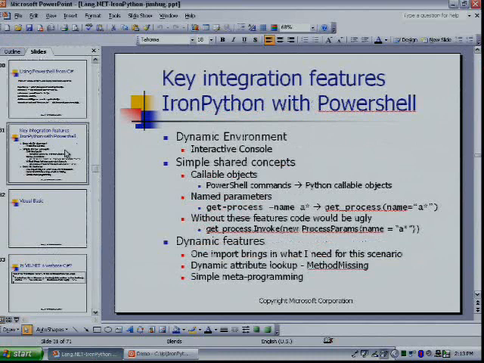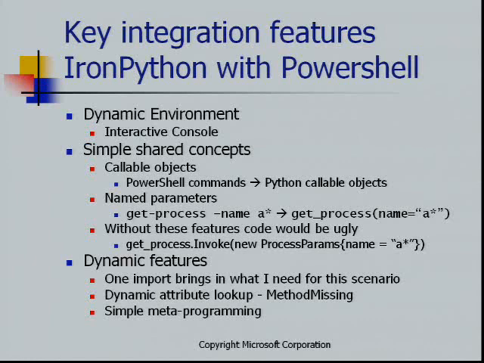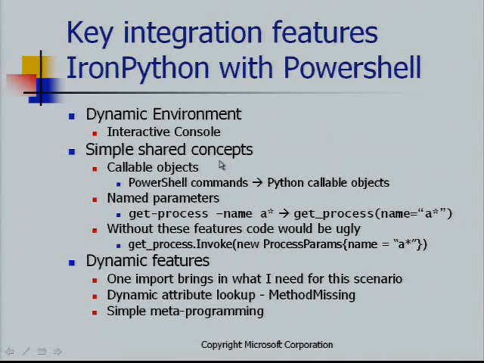Okay, so what made this integration with PowerShell work so well? And there is something to this. Again, it gets back to the COM, but people who aren't familiar with dynamic languages don't necessarily know about these features. IronPython has this dynamic environment that makes it easy. There's this interactive console, so I can work with a shell-style API very well. There's lots of concepts that are shared between IronPython and a shell language. Callable objects, so I can turn PowerShell commands into Python callable objects. That's how I'm able to call them so easily.